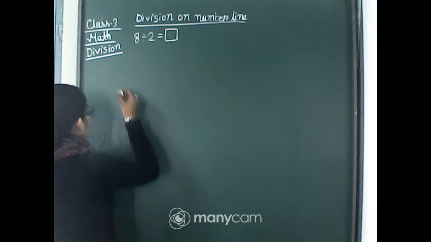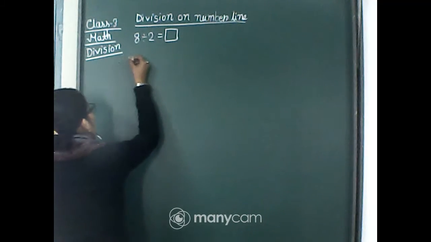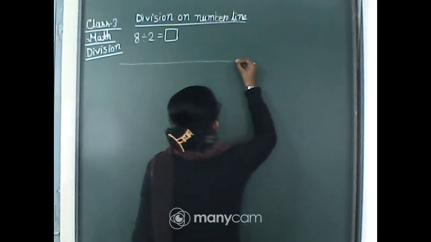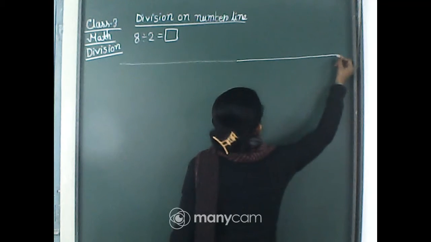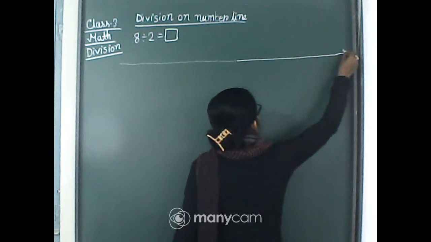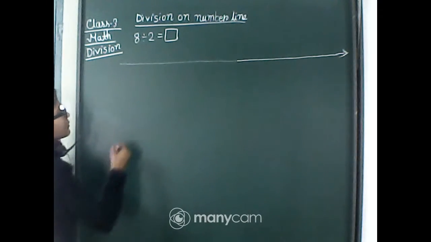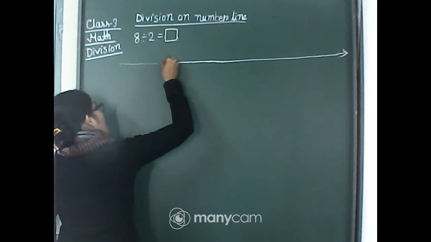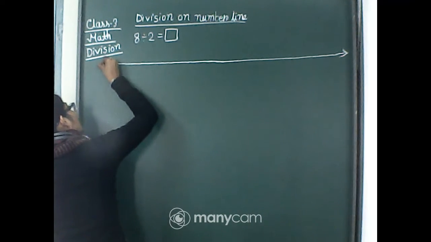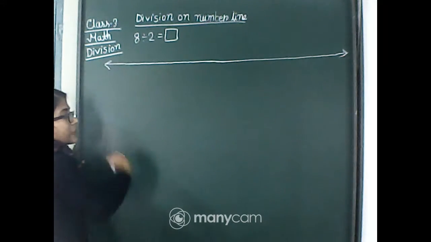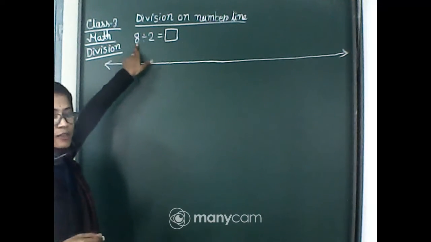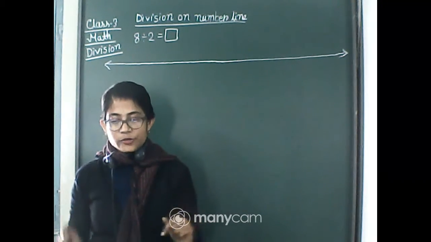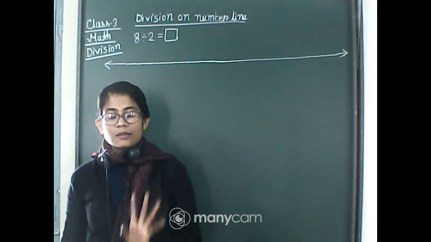So we will draw a number line, and for that first of all we have to draw a line. Here I am drawing a straight line, and then on both sides of the line you give an arrow mark. It means you can extend the line in both directions if you want. Now what is the dividend here? 8.